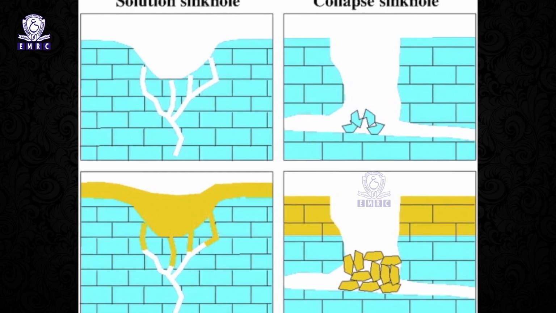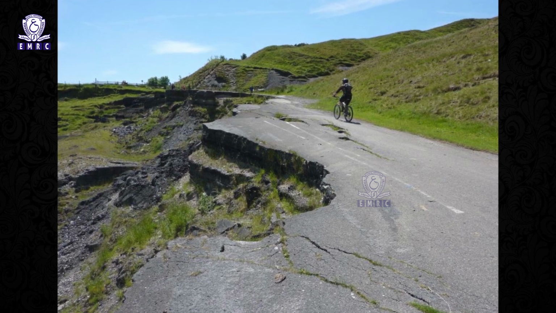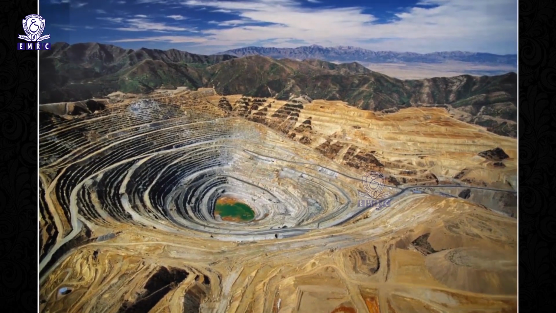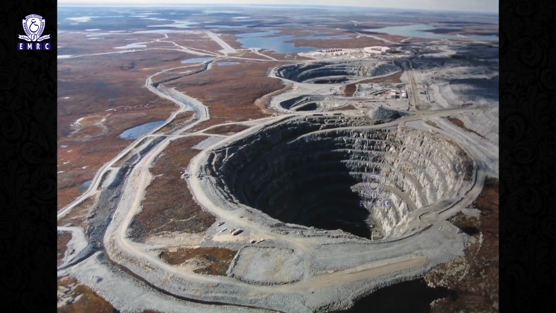Solution collapse, especially in the karst region, is one of the typical examples of subsidence. Removal of material at depth by mining, and the settling of faulted masses are other causes of subsidence.